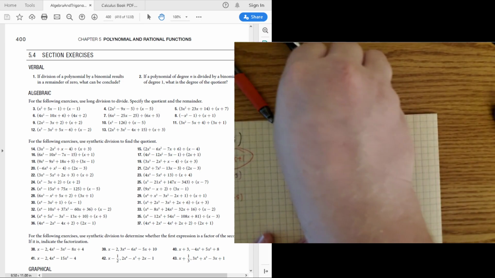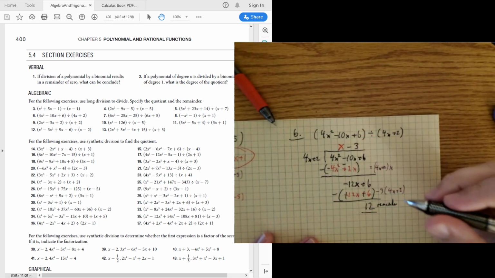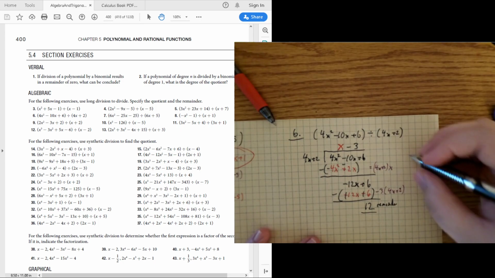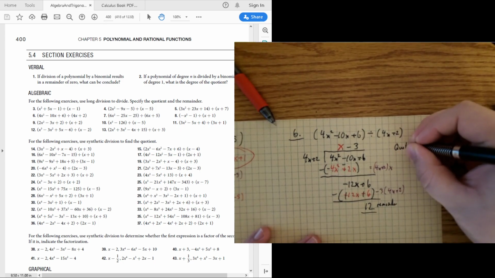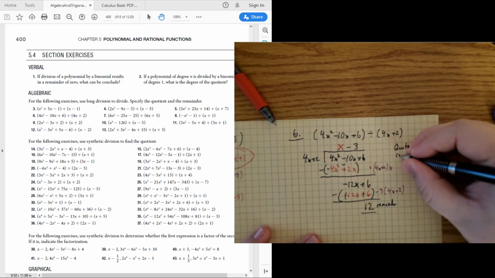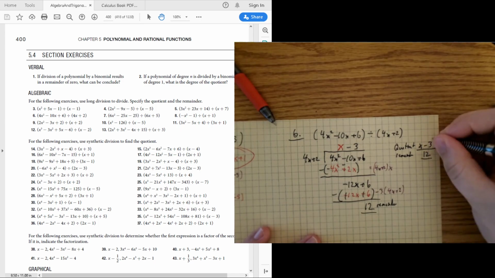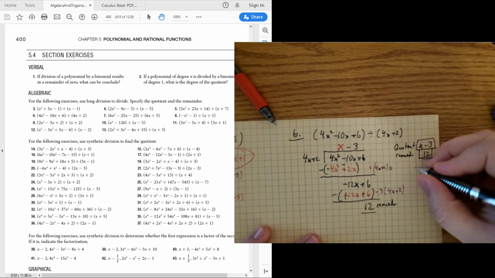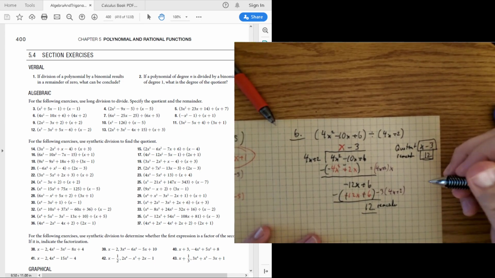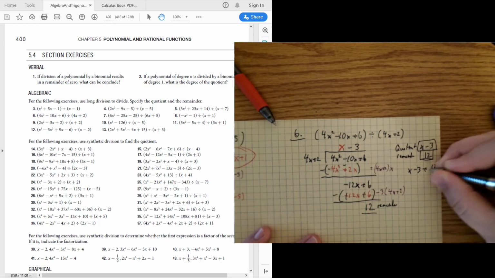So, in this case, if I read the instructions, the question said to specify the quotient and the remainder. The quotient would be x minus 3. The remainder would be 12. If it said just to write the solution, it would be x minus 3 plus 12 over 4x plus 2.